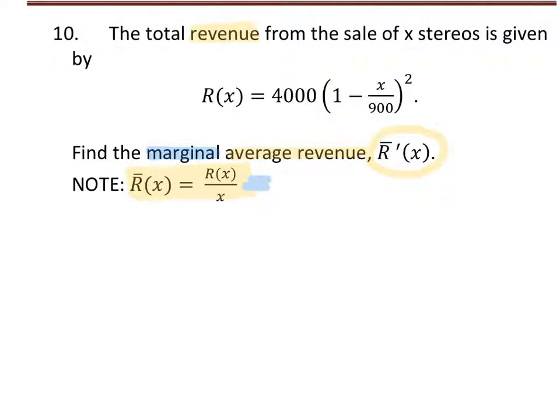So in addition to it being the way that I stated it there, keep in mind that this could also be written, if it's more convenient, by taking R of X and multiplying it by 1 over X to get the average. And sometimes that's simpler. And in this case, it actually is going to be simpler to do that. So the first thing we're going to do is find the average revenue, R bar of X.